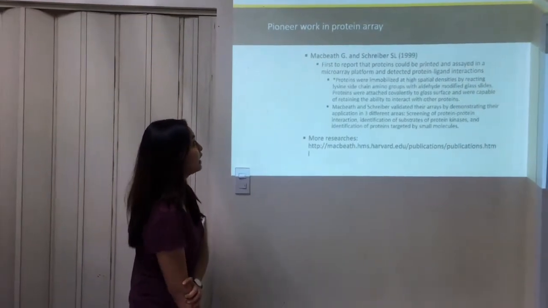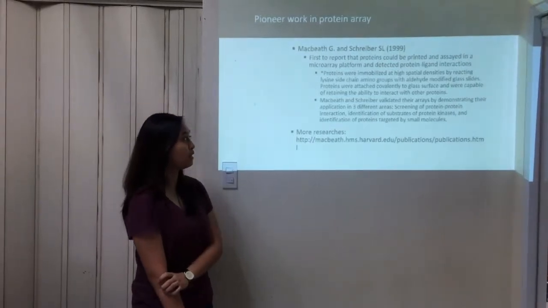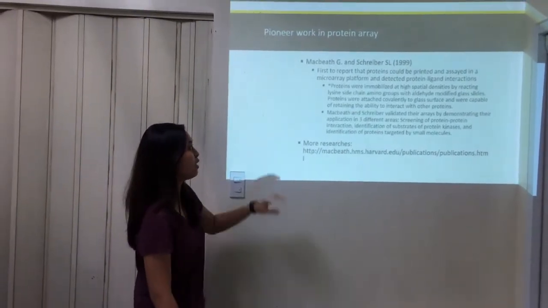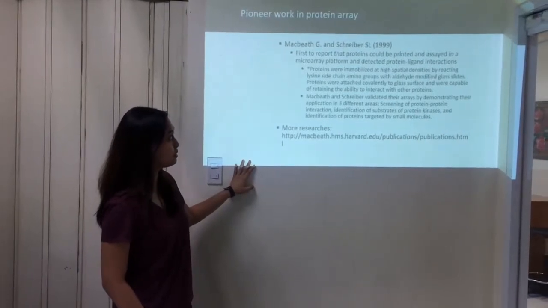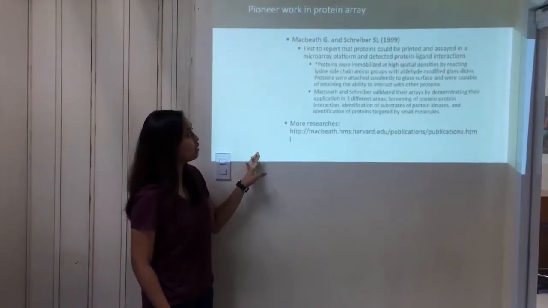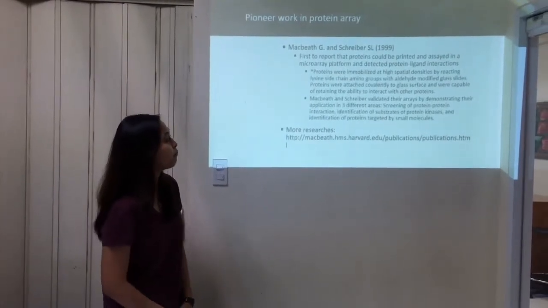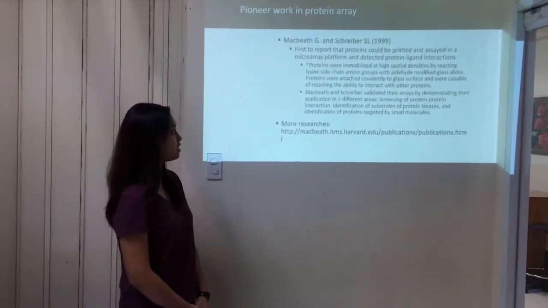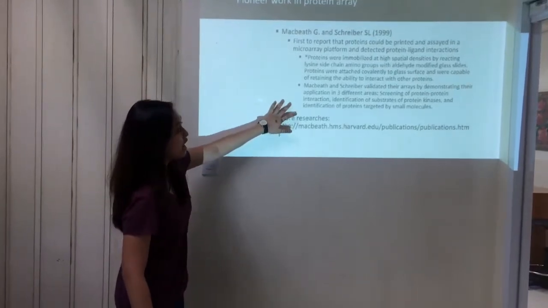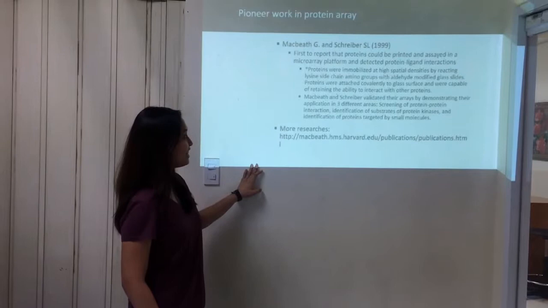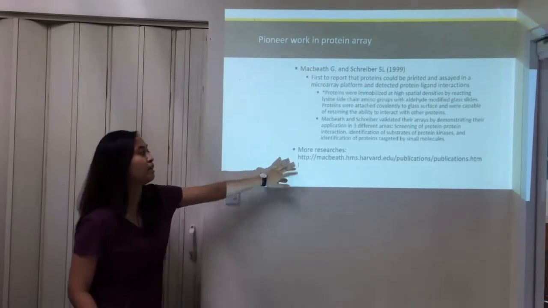MacBeath and Schreiber. In 1999, they were the first to report that proteins could be printed and assayed in the microarray platform and detected protein-ligand interactions. So how does this work? Proteins were immobilized at high spatial density by reacting lysine side chain amino groups with aldehyde-modified glass slides. Proteins were then attached covalently to glass slides and were capable of retaining the ability to interact with other proteins. MacBeath and Schreiber validated their arrays by demonstrating their application in three different areas: the screening of protein-protein interaction, identification of substrates of protein kinases, and identification of proteins targeted by small molecules. For further research about MacBeath, the link will follow.